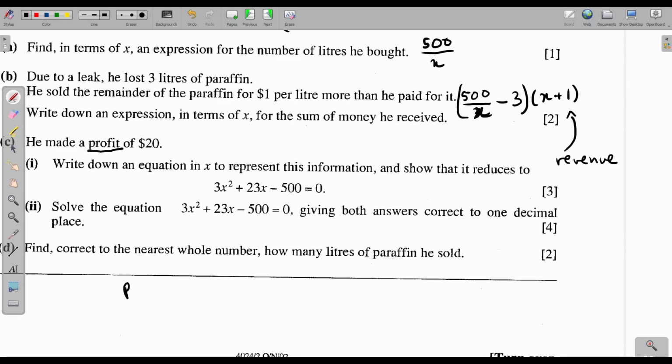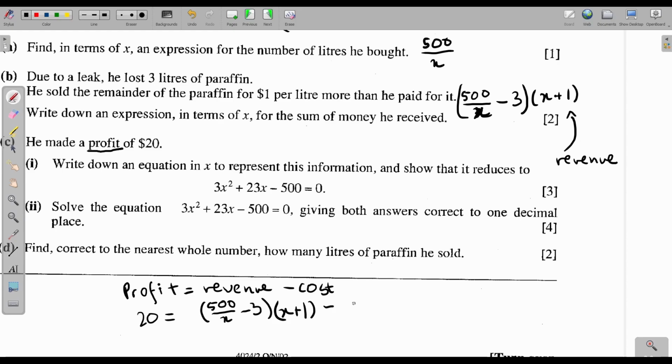So profit is equal to revenue minus the cost. So it's what he made minus what he actually paid. And we know that the cost is actually 500 because that's what he initially paid. And his profit is 20. So 20 is equal to 500 over x minus 3, times x plus 1, this is his revenue, and then minus the cost, which was 500.